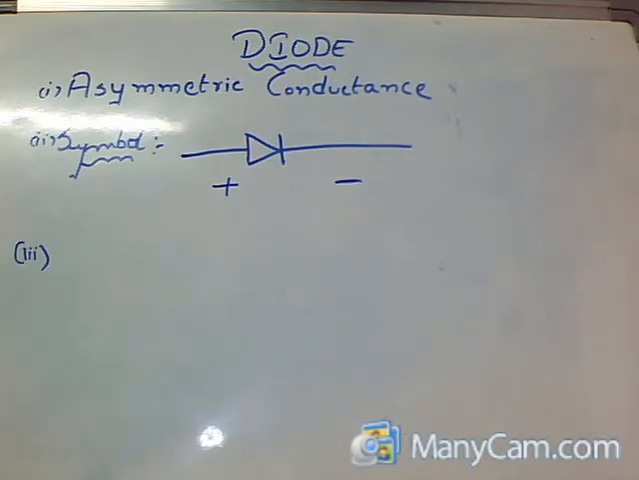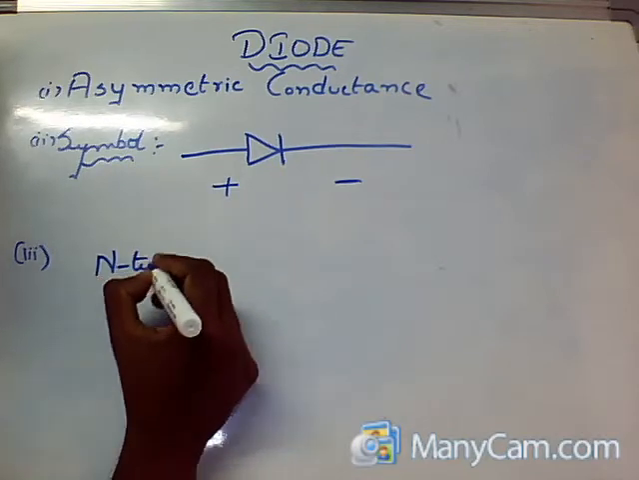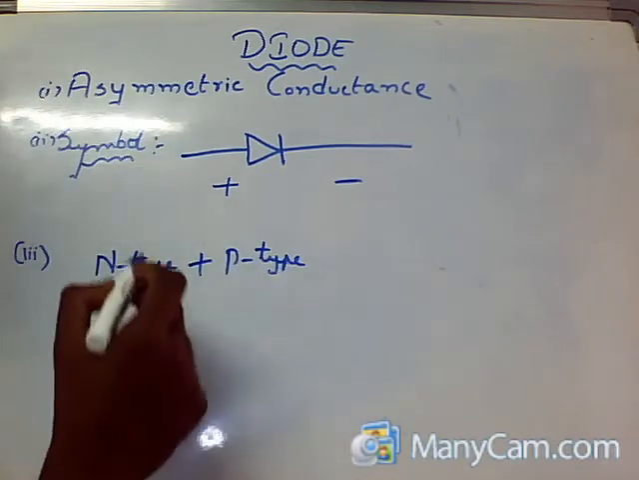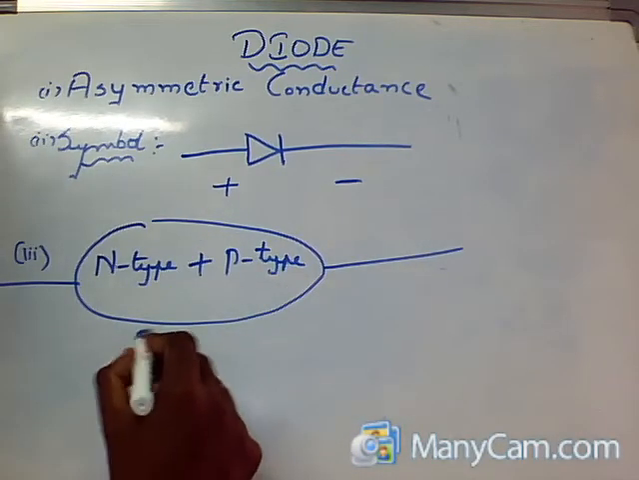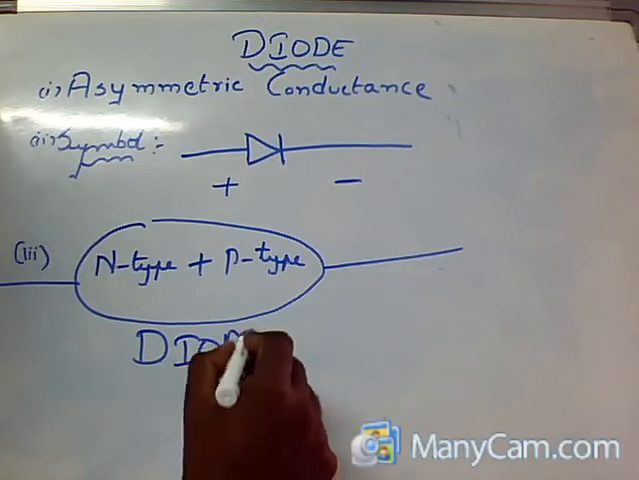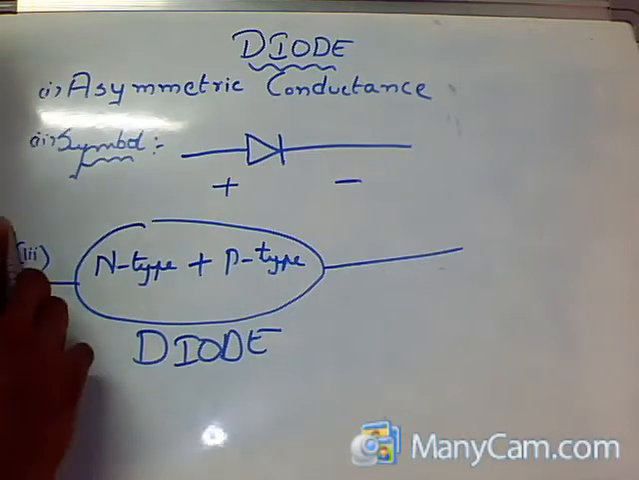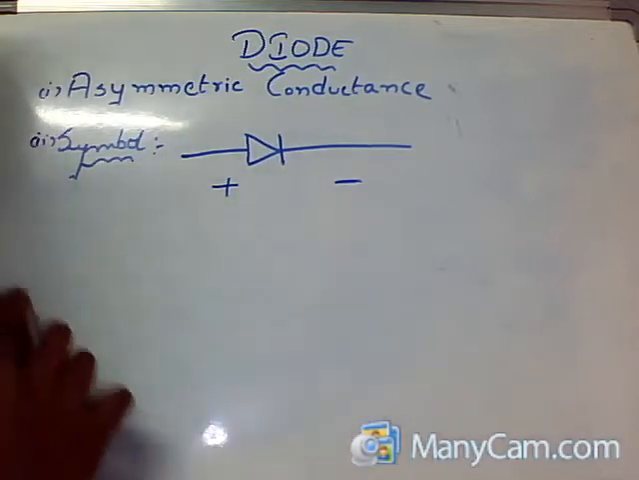This electronic device with various applications is just formed by joining two types of semiconductor materials. They are N-type plus P-type. These two materials combine to form a device called a diode. This led to the greatest revolution in the electronic era.